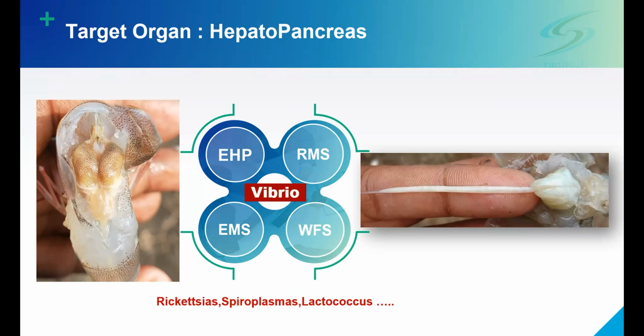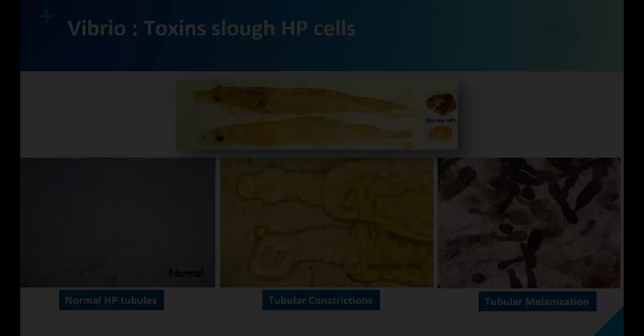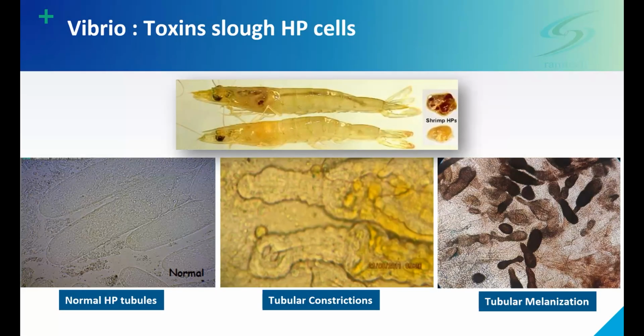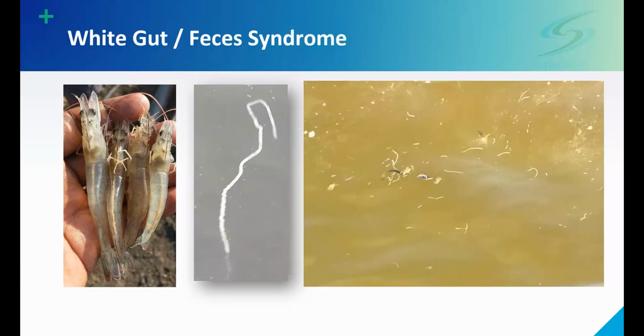Other than Vibrio, recent documents say that there are some rickettsias, spiroplasmas, lactococcus, and many other bacteria targeting the hepatopancreas and gut health. So once all these kinds of secondary infections come, we don't know whether they're secondary or primary. Once all these pathogens commonly attack the hepatopancreas, which is a very small organ, it becomes very weak. You can see that a healthy hepatopancreas has these lobes, whereas the affected hepatopancreas can have constrictions. It becomes very weak, and sometimes tubular melanization, as you can see, is the worst case of hepatopancreatic damage. Ultimately it leads to white gut, and it ends up with white feces.